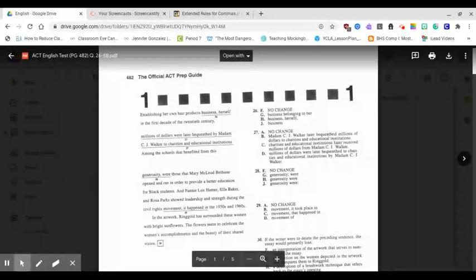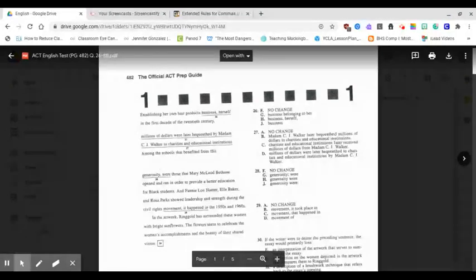Notice, looking at answer choice F, that this doesn't sound correct because the comma after business does not separate two clauses that could stand alone with a coordinating conjunction, and the clause after the comma is dependent if herself remains in the sentence. And establishing her own hair products business in the first decade of the 20th century is an introductory clause to the rest of that sentence. So you can't add a comma after business and have two introductory clauses together before an independent clause.